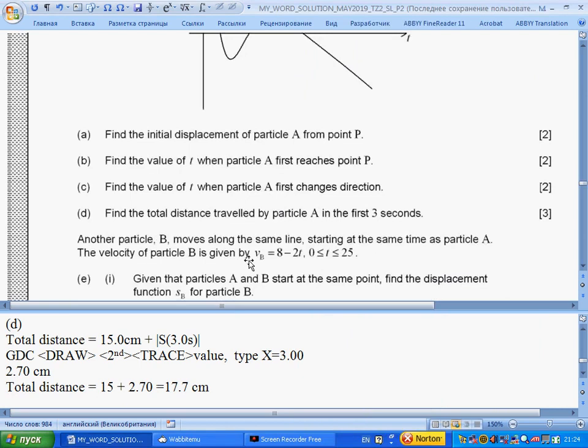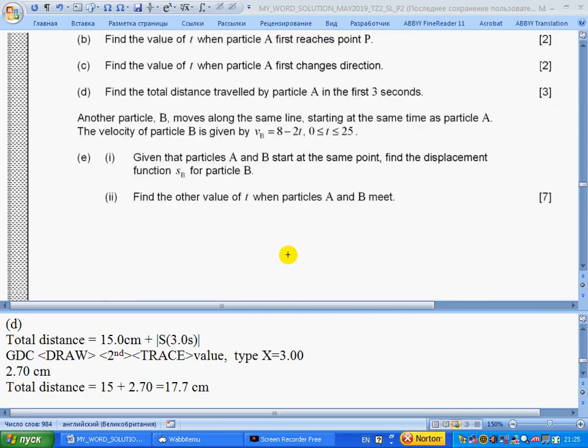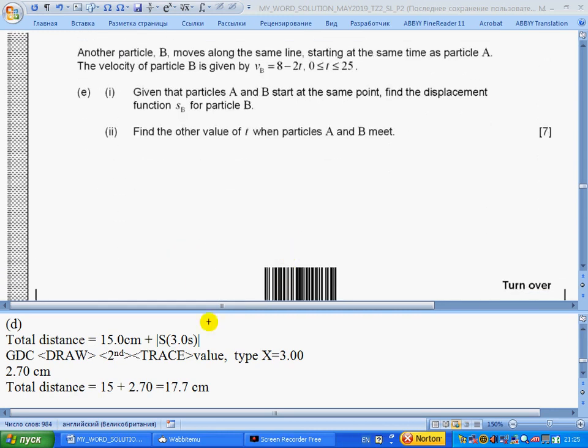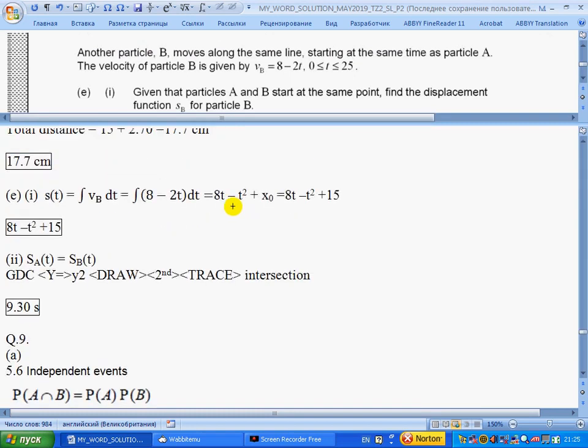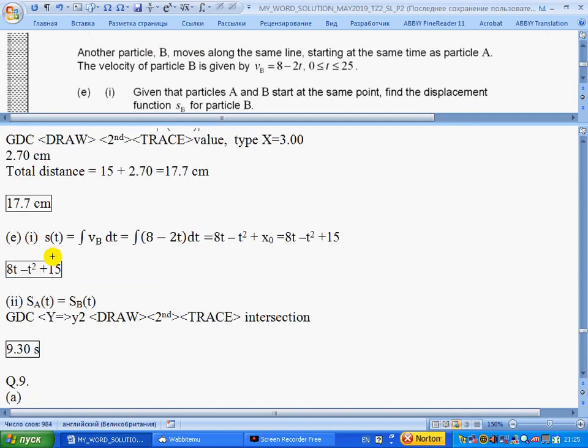Another particle moves along the same line, starting at the same time as particle A. The velocity of the particle is given. Given that particles A and B start at the same point, find the displacement function s_B for particle B. So, to find the displacement for particle B, we take the integral. We write the integral, and we know that the initial coordinate is 15, so this is the function: integral, and the constant is 15.